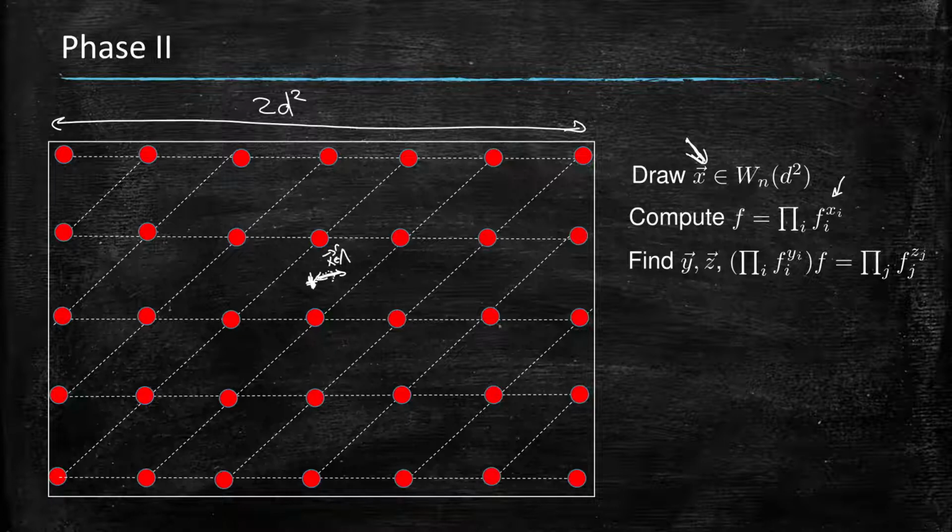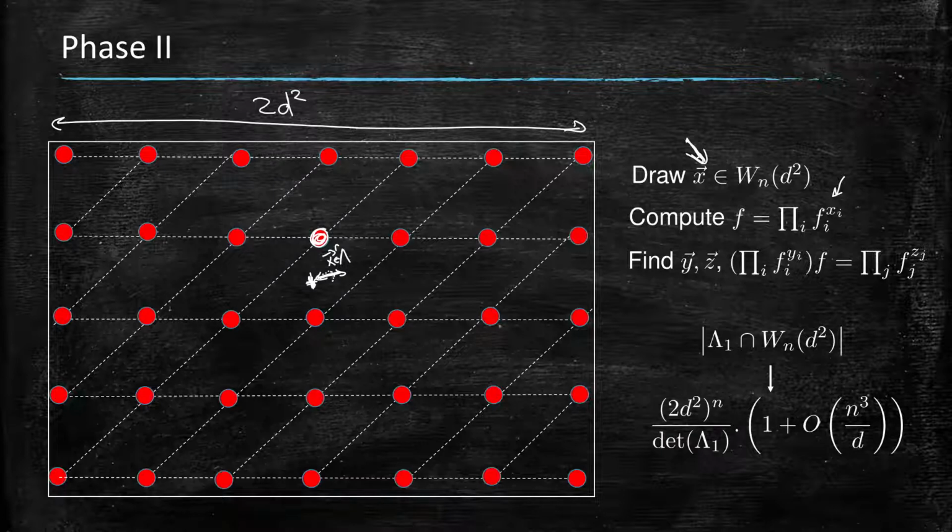So what you want is to draw those x's that you draw at random far away from those spheres here. And it turns out you can evaluate the number of those spheres from the determinant of the sublattice that you currently have. So you have a sublattice lambda 1 of the lattice of relations, and you want to draw something far away from that lattice.